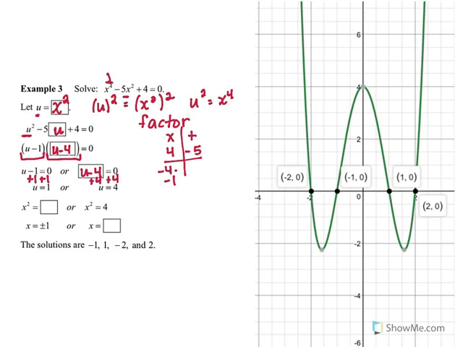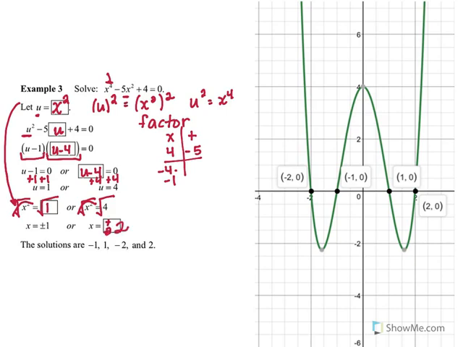But uh-oh, we ended up with u is 1 and u is 4, but our original equation had x values. So let's turn it back into x. I'm going to replace my u back with x squared. So x squared is equal to 1 and x squared is equal to 4. And then we're going to go ahead and get x by itself by taking the square root. And the square root and the square cancel one another. So when I take the square root of 1, remember when I take the square root, we need a positive version and a negative version. So I have positive 1, negative 1, or positive 2, negative 2.